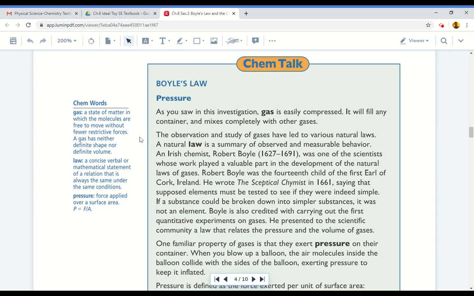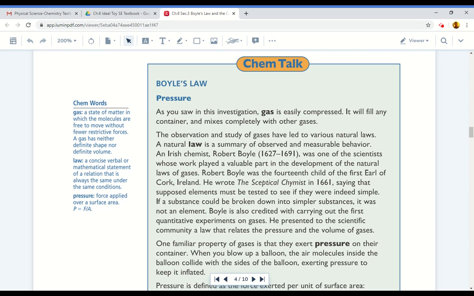The observation and study of gases have led to various natural laws. A natural law is a summary of observed and measurable behavior. An Irish chemist, Robert Boyle, was one of the scientists whose work played a valuable part in the development of the natural law of gases.